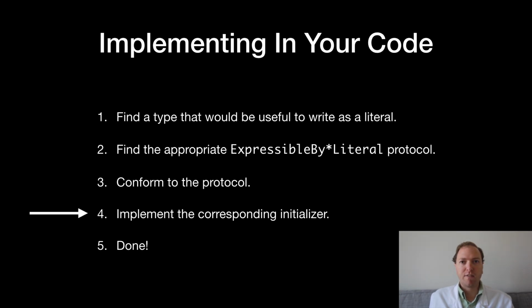4. Implement the initializer from the protocol. If the protocol has associated types, you'll need to decide what types you'll accept here. Write code to initialize your stored properties from the initializer parameter. 5. That's it. You can now create instances of your type by writing out the appropriate literal at a place where the compiler expects to find your type.